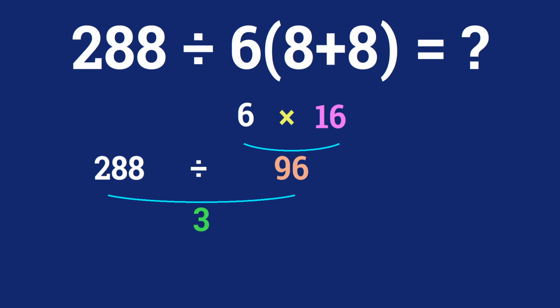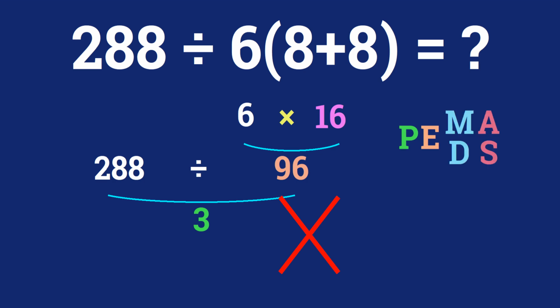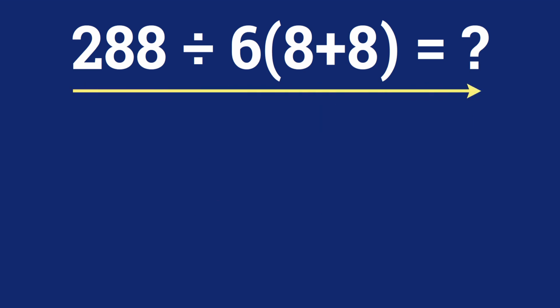But this answer is not correct, because according to the order of operations, first we have to do parentheses, then exponents, then multiplication or division, and then finally addition or subtraction. Remember that multiplication and division have equal priority, and we have to work from left to right. And the same applies to addition and subtraction.